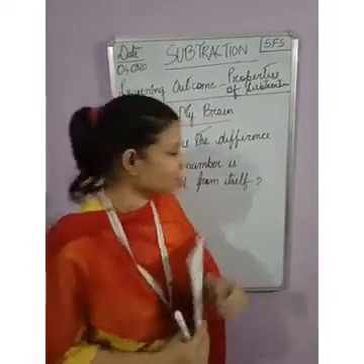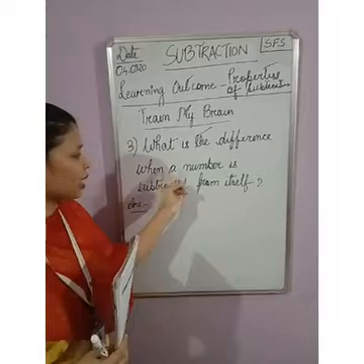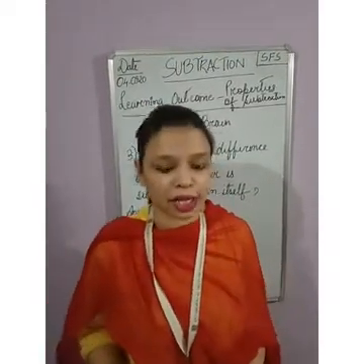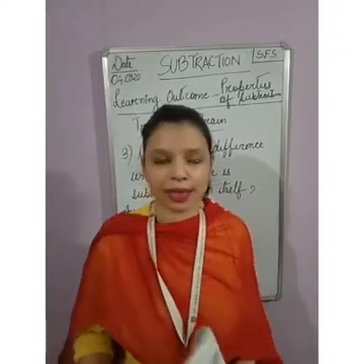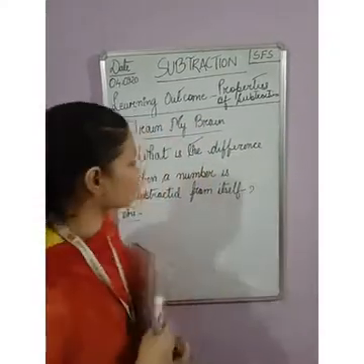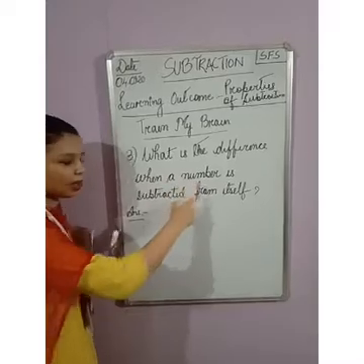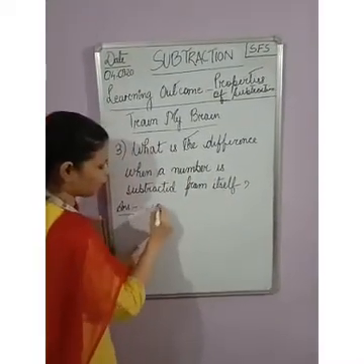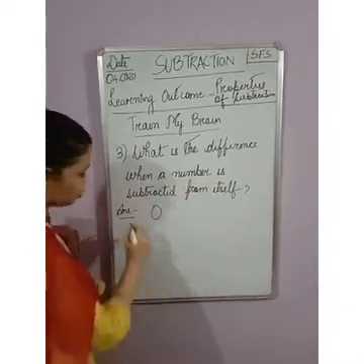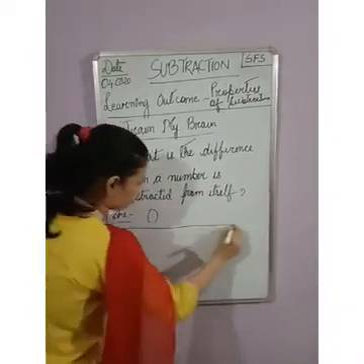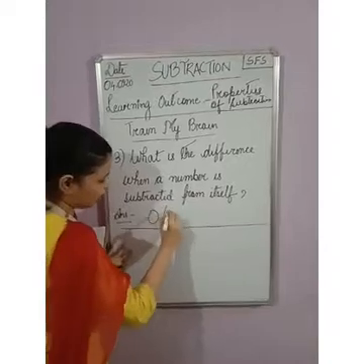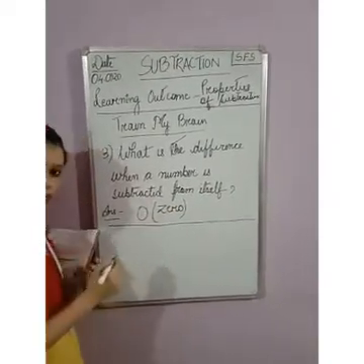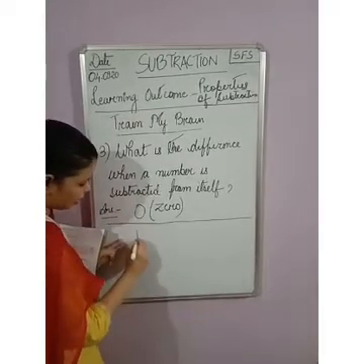Third question is, what is the difference when a number is subtracted from itself? Okay, so this we can relate with the property of subtracting a number from itself. So we know the answer: if you subtract a number from the same number, the answer is 0. Okay, so you can take any example. No need to write any example here. You can write only 0 in this question, or you can write the spelling, Z-E-R-O. Okay, and you can take any example here.